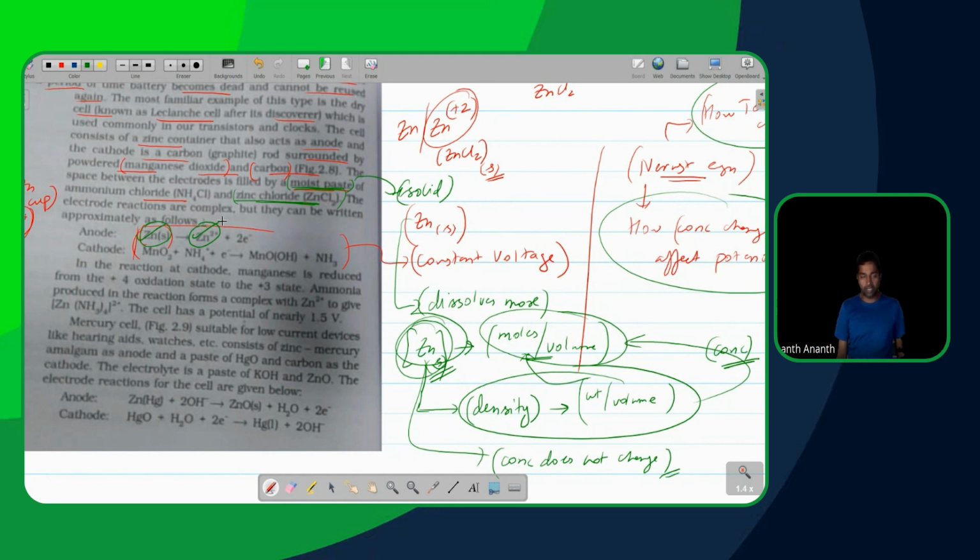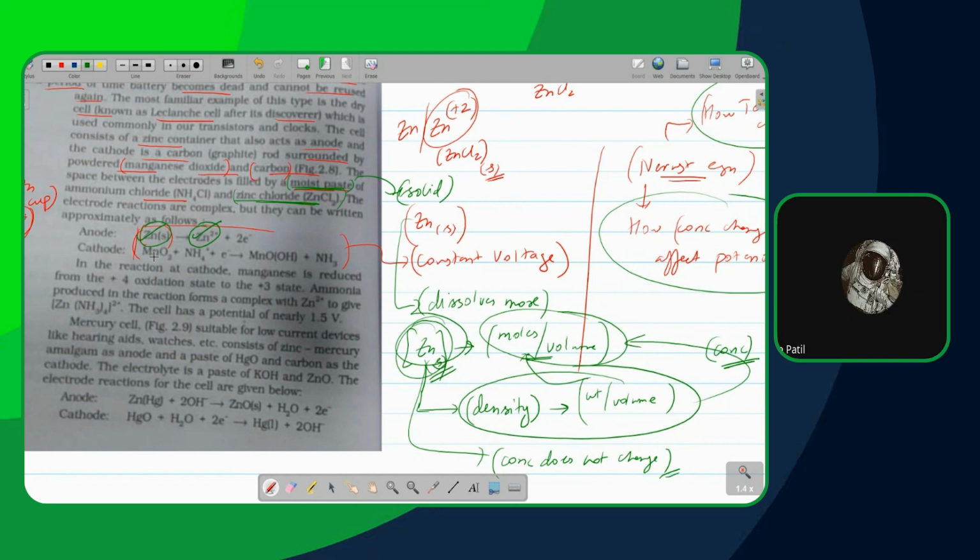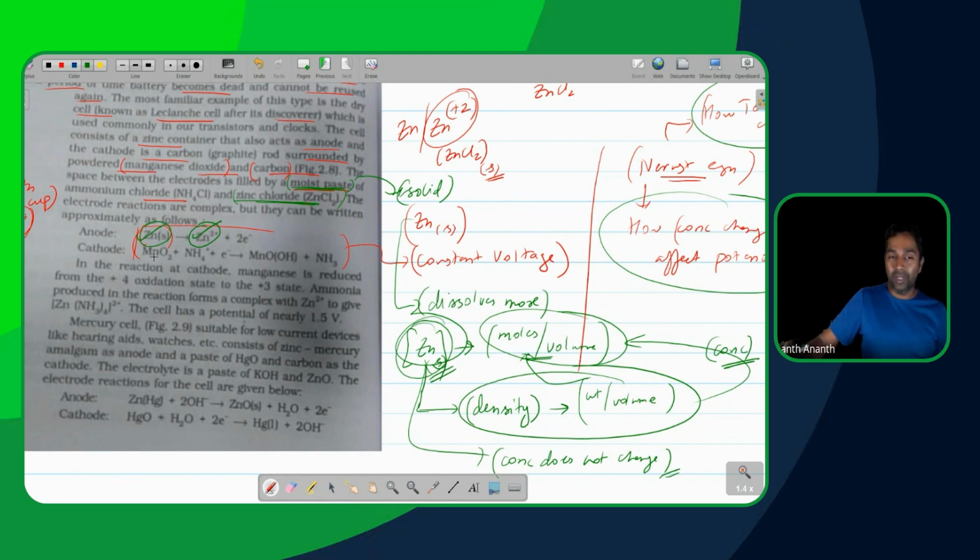You understand where the story will go every time now? You understand why the reactions are so weird? Ideally, we would like to keep it simple, but the purpose is to achieve constant voltage. So this is the reason why.